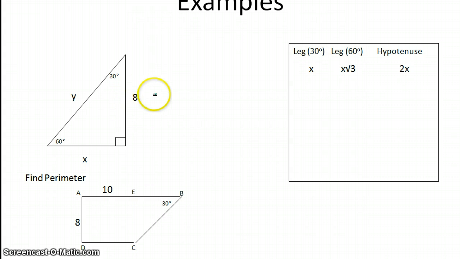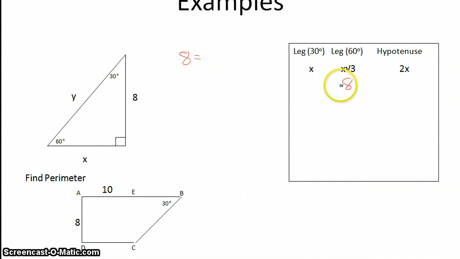Okay, we're going to start here with our information of 8. That is opposite the 60, so we're going to put that in over here. And now we're going to find our other two sides. It's kind of hard to see what our x is, isn't it? So this requires a little more work, but you can do it.